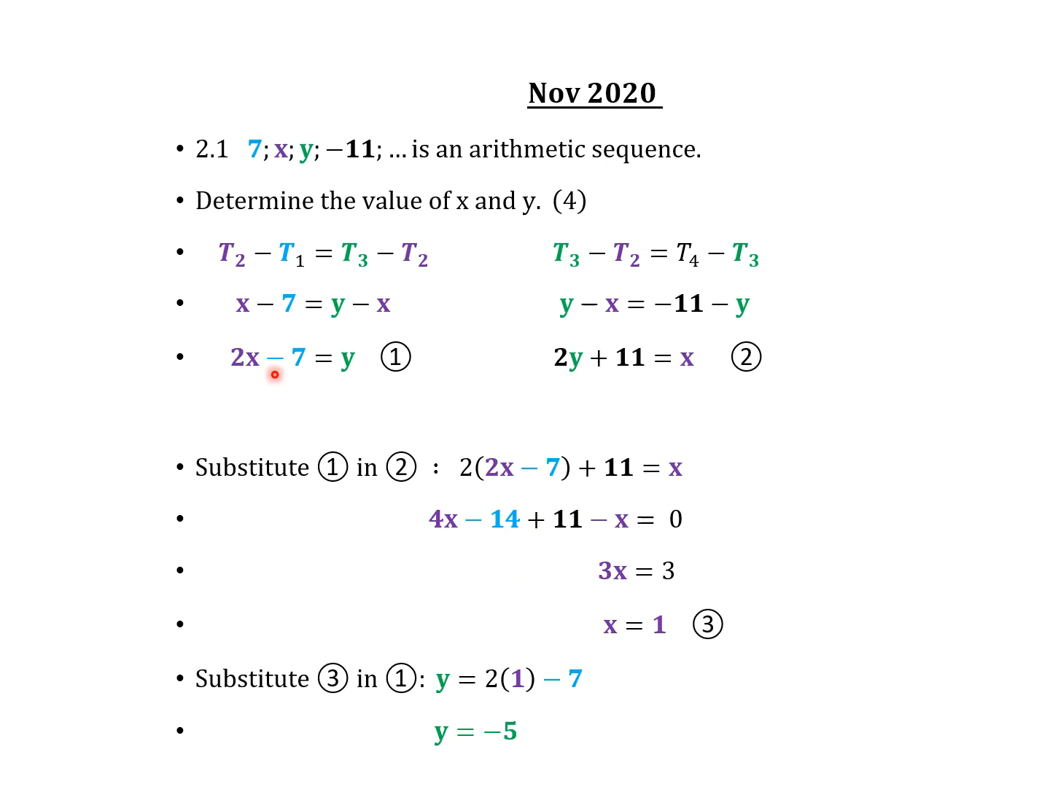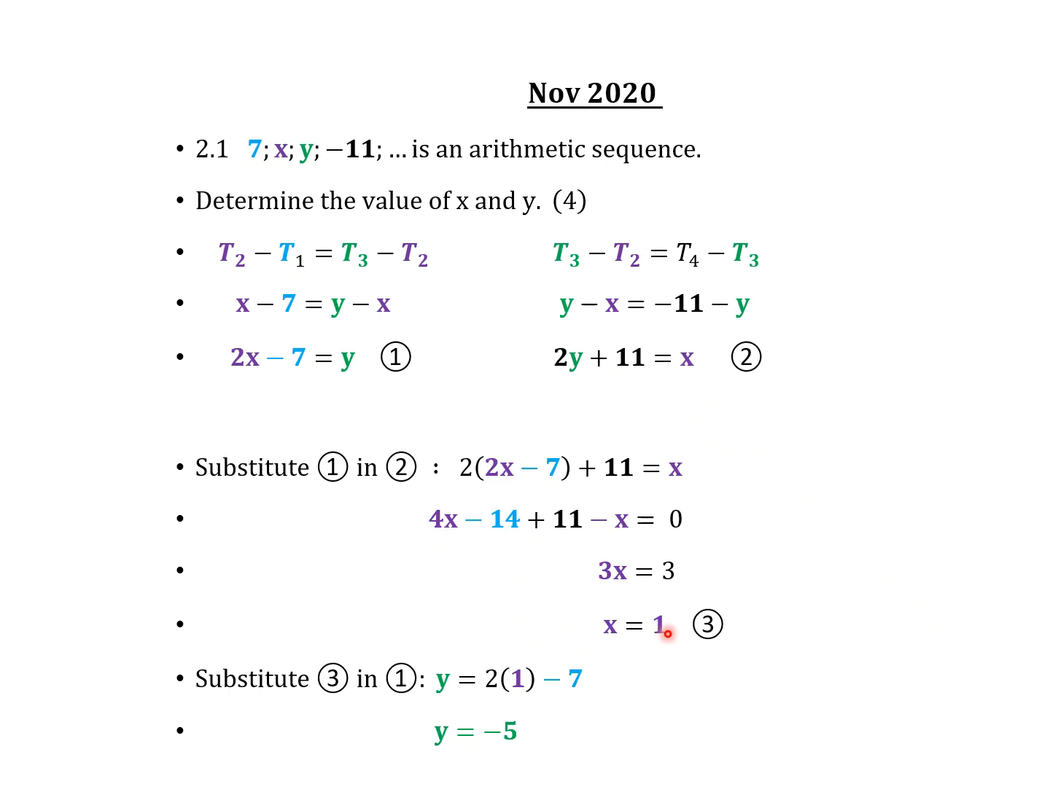So here in the place of y, we can substitute y equals 2x minus 7. So my y became 2x minus 7, plus 11 equals x. 2 times 2x gives me 4x. 2 times negative 7 gives me negative 14, plus 11. Right, minus 14 plus 11 would give me negative 3. If I take it to the other side, positive 3. 4x minus x would give me 3x. 3 divided by 3, x equals 1.